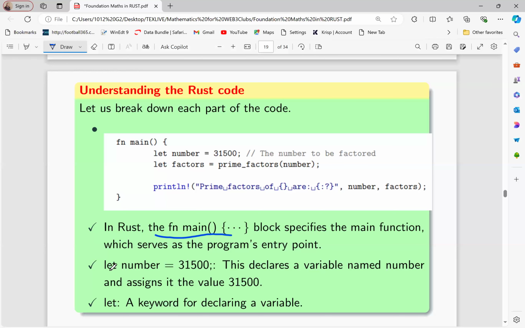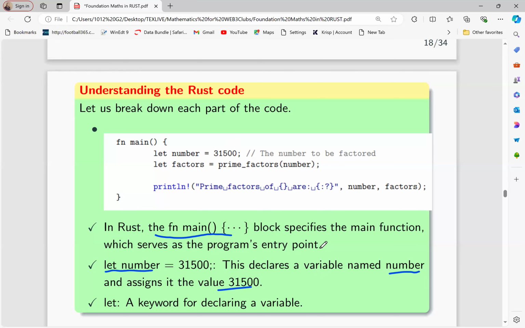So you have this let number. This declares the variable, and the variable here we shall call number, which is then assigned a value. That's why we say let number equal to that 1,500. So we're just assigning this variable the number. So the let here is just a keyword declaring a variable. That's why you say let.